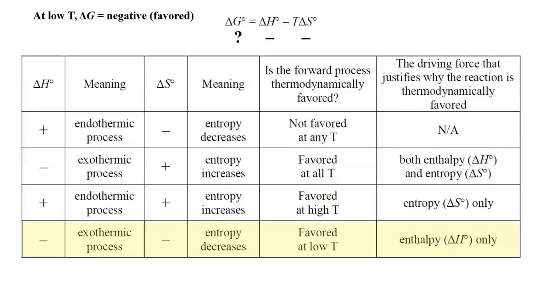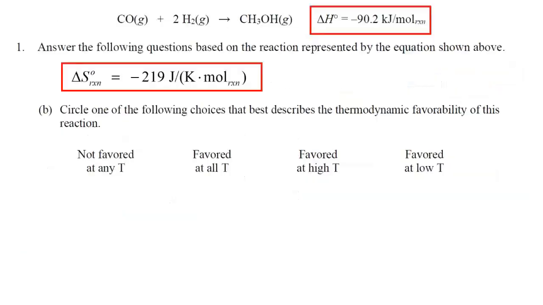So as long as we have a relatively low temperature, then the sign of delta G should be negative, and the reaction would be thermodynamically favored. But if the temperature is relatively high, then what can happen is the sign of delta G will change from being negative to positive. And so if the sign of delta G is positive, then the reaction is not thermodynamically favored. So favored at low temperatures, not favored at high temperatures. So the correct answer to part B of this question is favored at low temperatures.